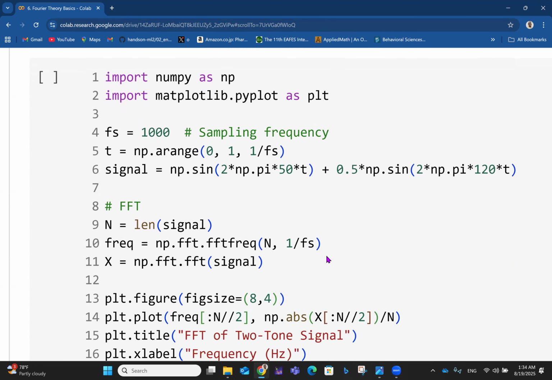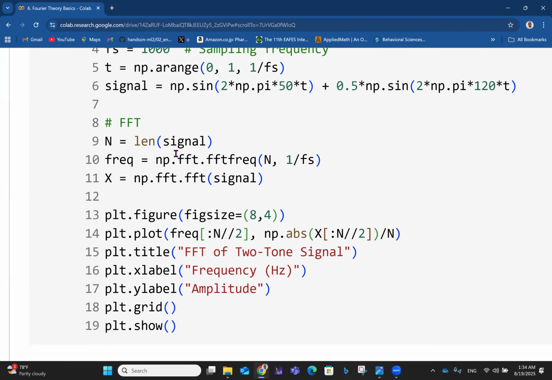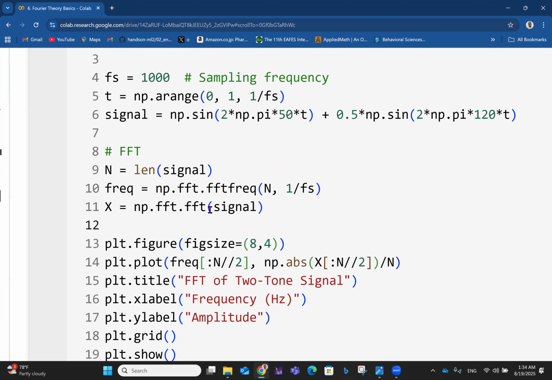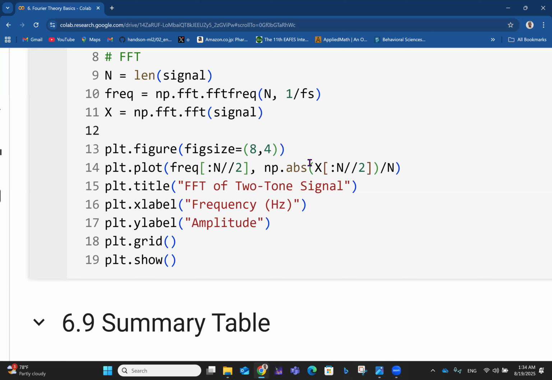You have a two-tone signal. Of course, you have the sampling frequency, you have the time range from 0 to 1 divided into 1 over 1000 equal portions. Then you have the signal itself, the same signal like before, two frequency signals summed up together, and then n gives you the length of the signal. Then you have the frequency of the signal using FFT.FFT frec, and then you have x, which is FFT.FFT of the signal. And then we just go ahead and, of course, this is you dimensioning the figure, and then you plot frequency against absolute value of x divided by n.